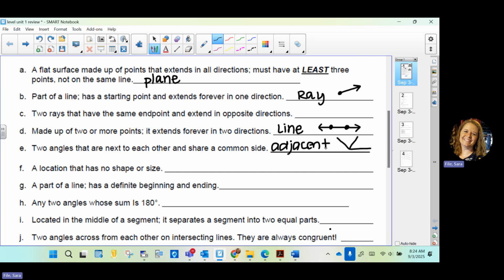Adjacent angles, technically. A location that has no sides and no shape. It's just a location. A point. A point is simply a location. Part of a line that has a definite beginning and ending, so two endpoints. If it has no arrows, it has an endpoint on both sides, that's a line segment, or you could just say segment.